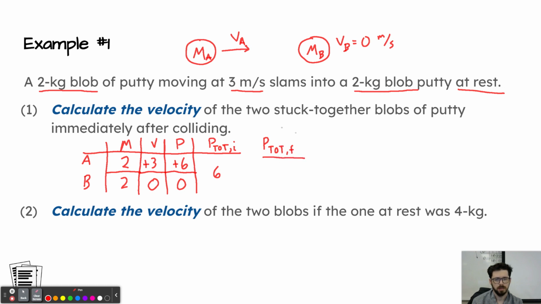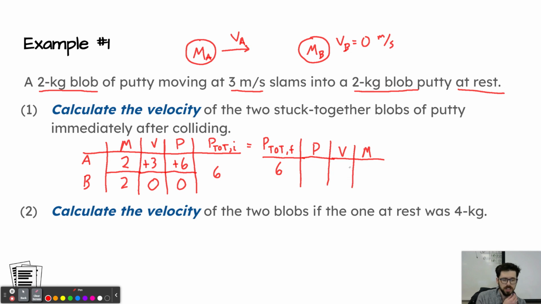Okay, and I really want to emphasize that P total initial is going to equal P total final, assuming that momentum is conserved. So this answer would also be 6. Now over here, we're going to fill it in backwards. So P, you could go ahead and fill in your table. Okay, we got V, and we got M.